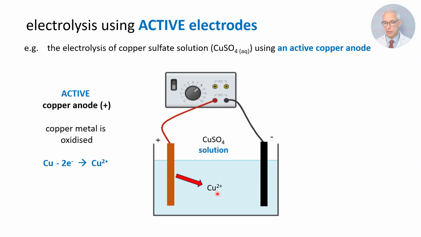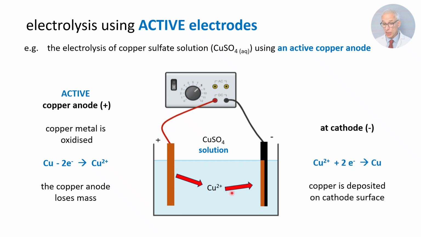Those copper 2+ ions dissociate into solution to form free aqueous ions. The copper anode will lose mass. Copper atoms, metallic copper atoms, are turning into aqueous copper ions. There's a loss of mass from the anode.